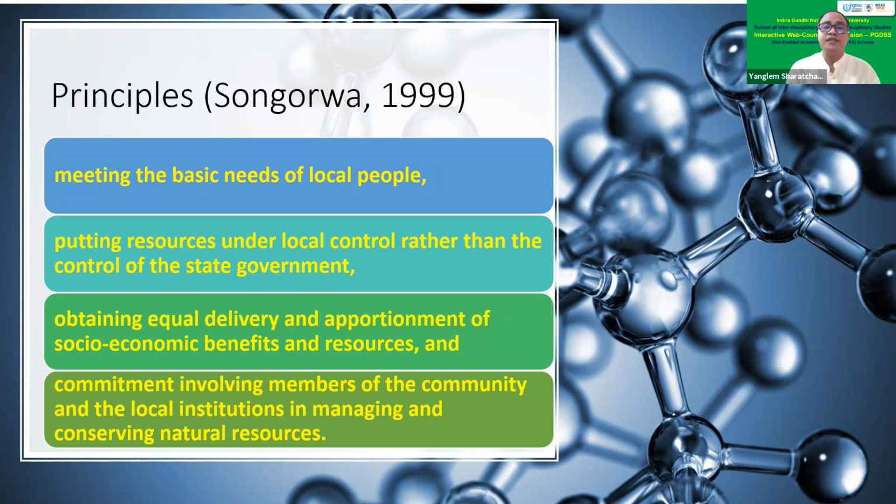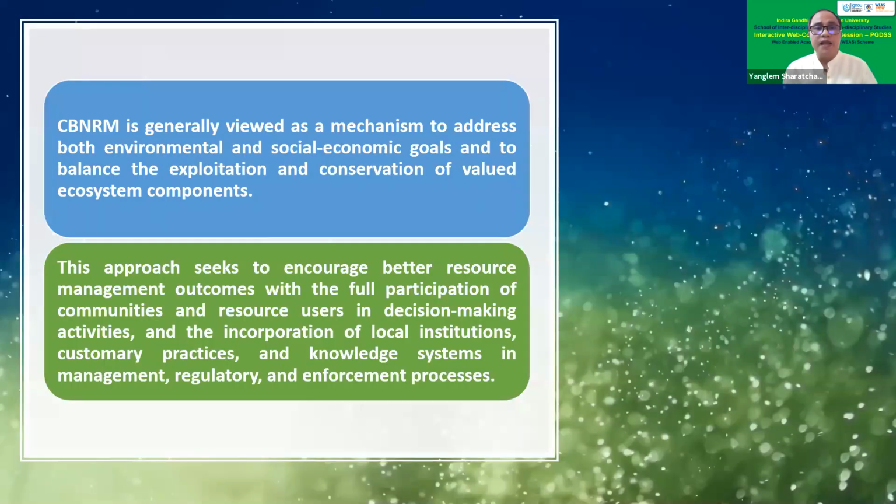And whatever commitments are made by the different stakeholders should be followed. For example, if the local community commits that we will protect this much and take care of this responsibility, they should try to fulfill that commitment. In the same way, whatever the government committed as per its policy and program, the facilities to be given to the local people should be given at the right time. So community-based natural resource management, through those principles, is a mechanism to address both environmental and socioeconomic goals and to balance exploitation and conservation of a valid ecosystem. Because when you involve the people, as I told you in the first principle, it looks at the needs of the local people.